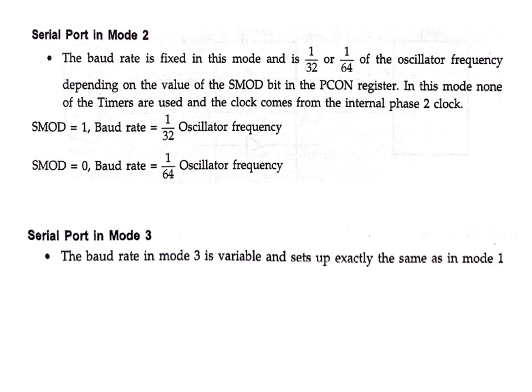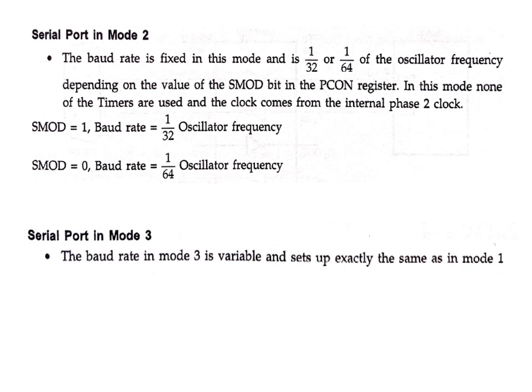The next part is serial port in mode 2. The baud rate is fixed in this mode and it is 1 by 32 or 1 by 64 of the oscillator frequency depending on the value of the SMOD bit in the PCON register. If we load the SMOD bit of PCON register with value 0, the baud rate we can get is 1 by 32 of the oscillator frequency, and if we load SMOD bit of PCON register with value 1, then the baud rate we get is 1 by 64 of the oscillator frequency.